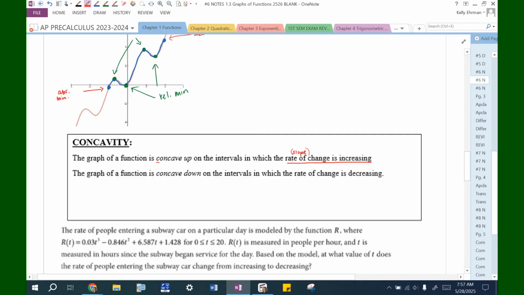So if a function is concave up, the rate of change is increasing. So concave up looks like this. It's sort of like a bowl shape, I think of. And then concave down looks the opposite, looks like that, kind of like a hill. That's where the rate of change or the slopes are decreasing. So what do we mean by that? The rate of change is increasing, the rate of change is decreasing.